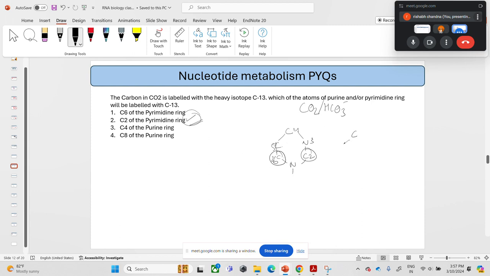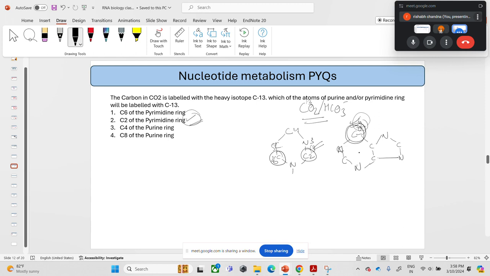And in the purine ring, this one, this is the sixth carbon. So the sixth carbon in the purine ring and the second carbon in the pyrimidine ring are provided by the carbon dioxide. So if we label it as C13, this carbon will be labeled as C13 and this carbon will be labeled as C13.